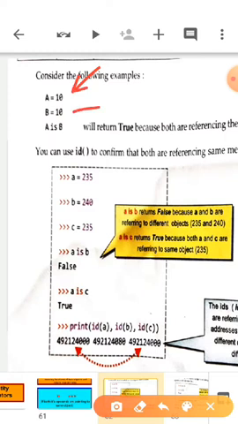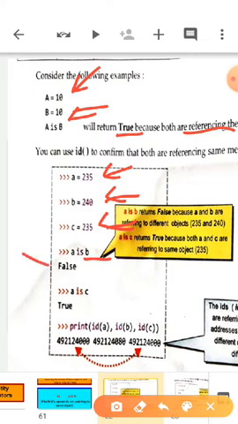A is 10, b is 10. So both have 10, so definitely they will get the same memory location. Okay, a is b will return true, because both are referring to the same object. A is 235, b is 240 and c is 235. So a is b here will be false, because a is 235 and b is 240. Definitely they will get different memory locations. So a is b is false. But a is c here will be true, because a and c both have the same value.